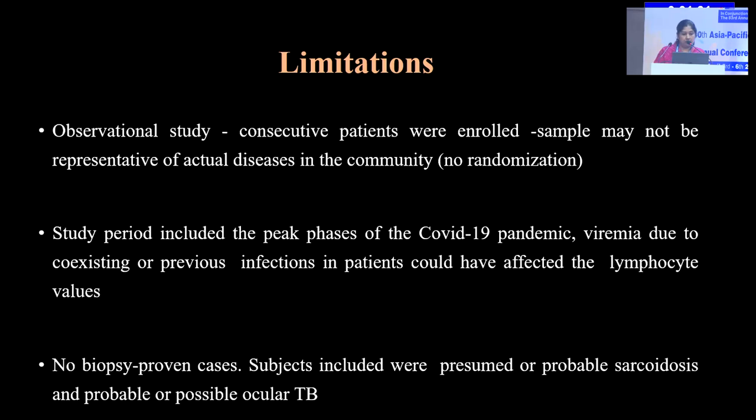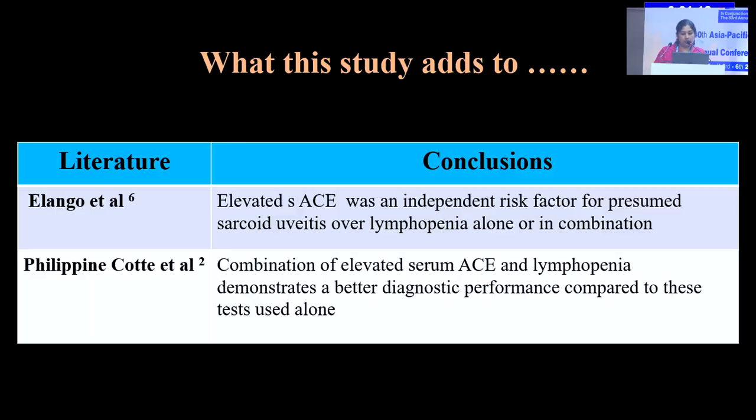Now, coming to the limitations, this was an observational study without any randomization, and also the study period included the peak phases of the COVID-19 pandemic, so viremia due to coexisting or previous infections could have affected the lymphocyte values. There were no biopsy-proven cases.